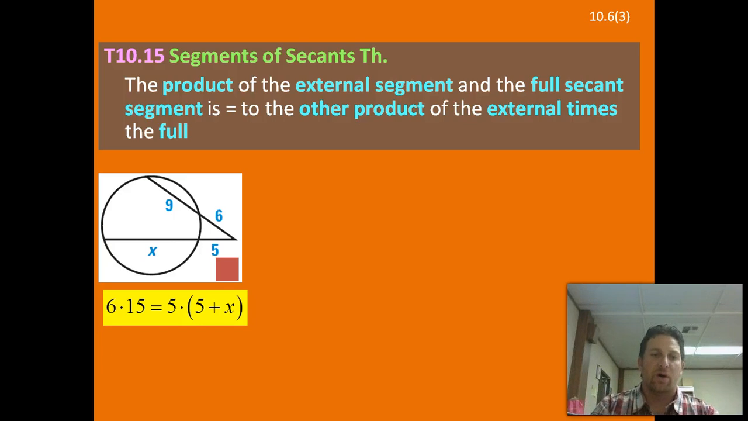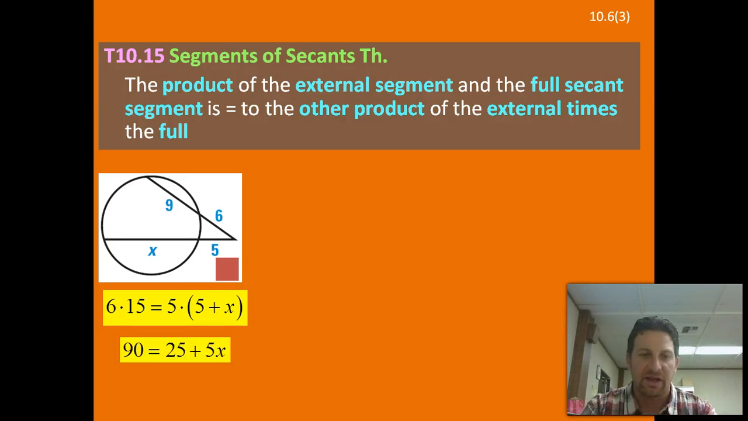So now all I can do is multiply the left side, which would be 90. On the right side I'm going to get 25 plus 5X. Like that. And now it's just a matter of moving things around. So I subtract 25 over to the other side, and I get 65. So I get 65 equals 5X, and divide 65 by 5, and I get that X equals 13.